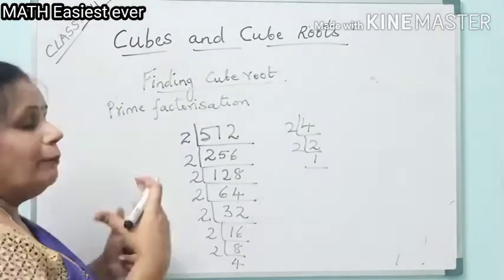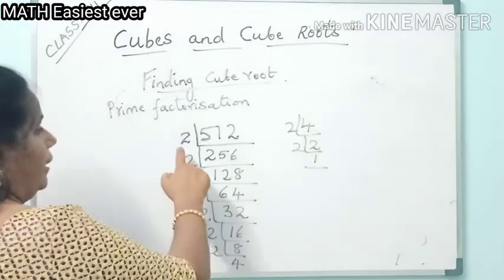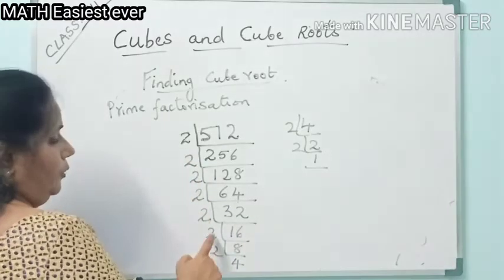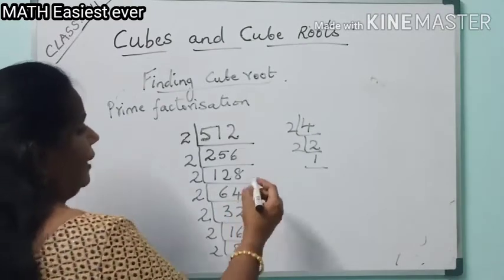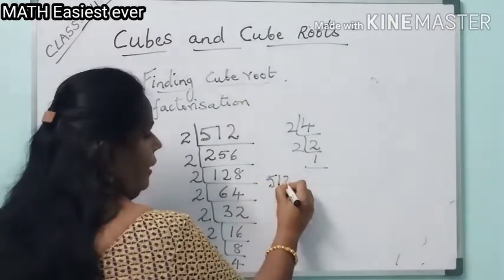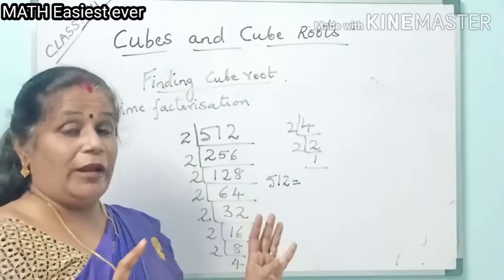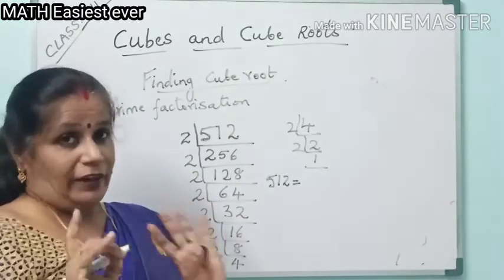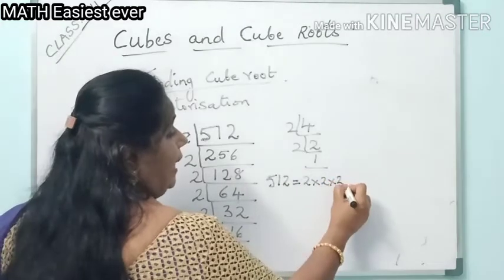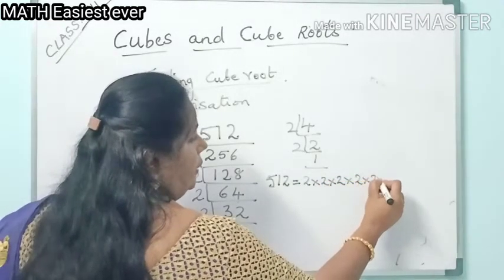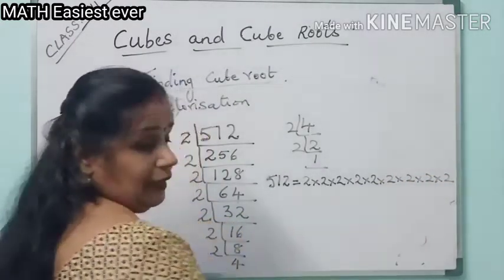So how many factors did I get when I did 512? 512 is 2 into 2 into 2 into 2 into 2 into 2 into 2 into 2 into 2. So how many 2's did I get? 9 2's I got, right? So what will I write? You should write all the 2's when you are doing the prime factorization of 512. You write all the factors, that is, only the prime factors. So 512 will be 9 times 2 that I got.